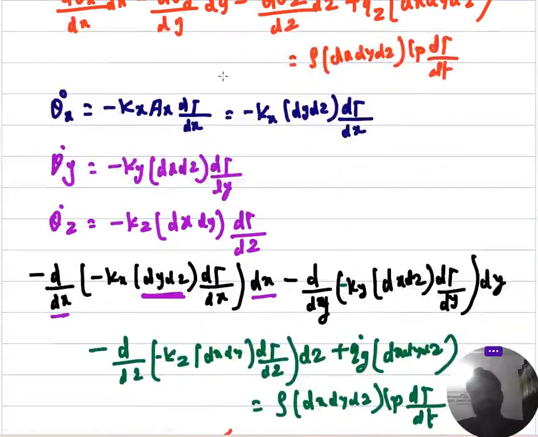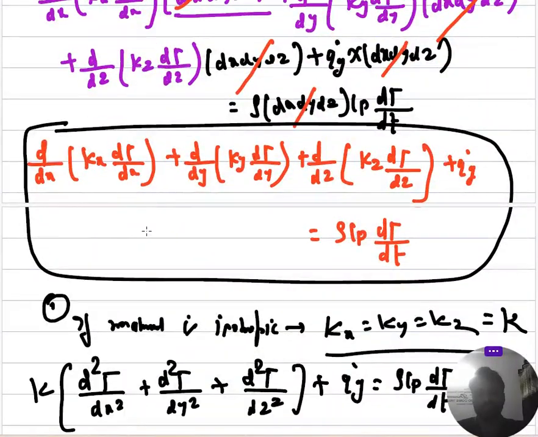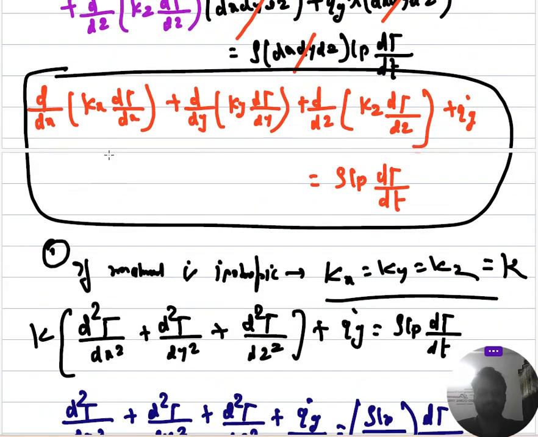Once you put all of these things here, you will get this kind of equation: d by dx of kx dT by dx, plus d by dy of ky dT by dy, plus d by dz of kz dT by dz, equals q dot g, which equals rho cp dT by dt. This is just coming from the mathematical expression that we are simplifying.